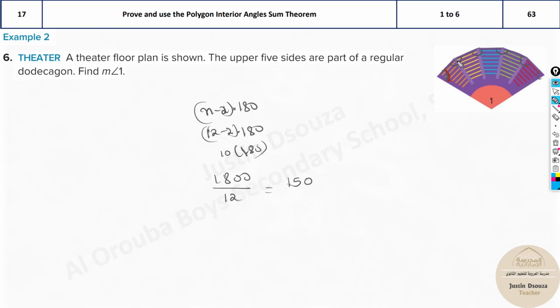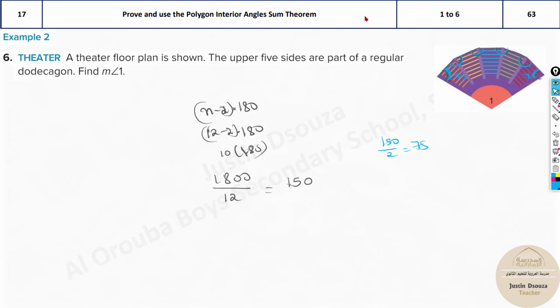Let me just make this blue. Now it's more visible. See this one. Now we know this is 150, 150, 150, 150. Fine. But what about this and this? You can do half of 150 is 75. So it'll be 75 here, 75 here. These are all the interior angles.